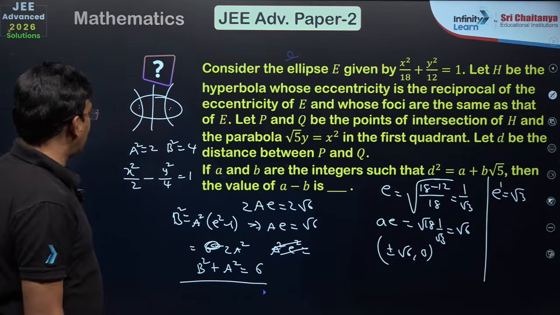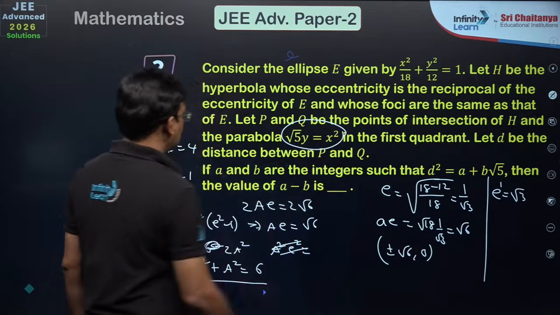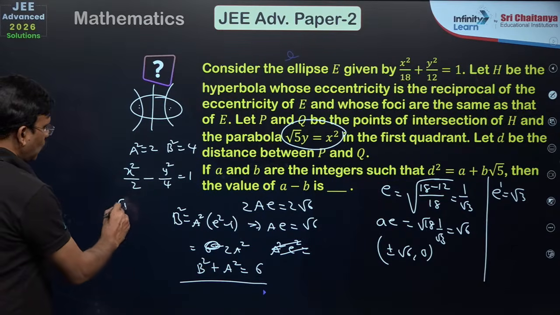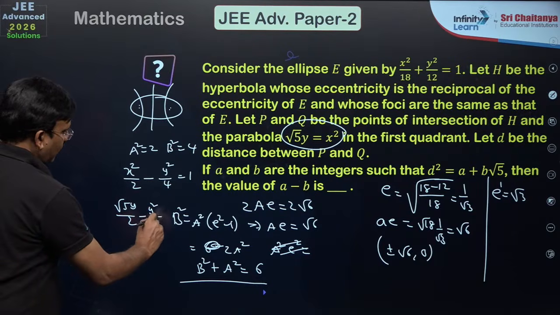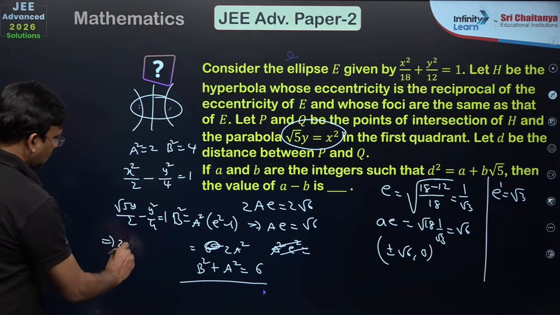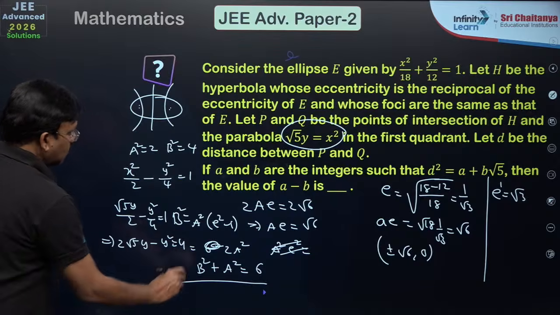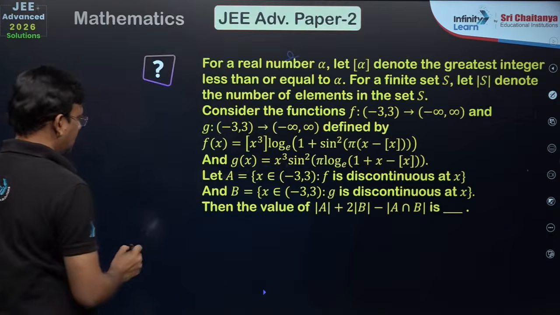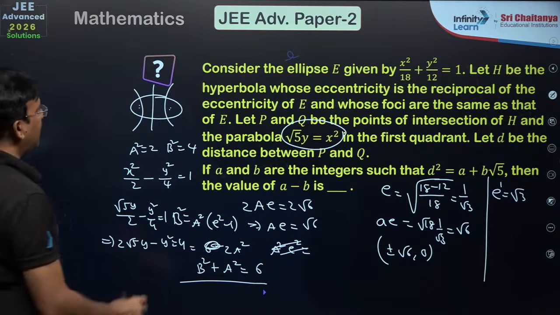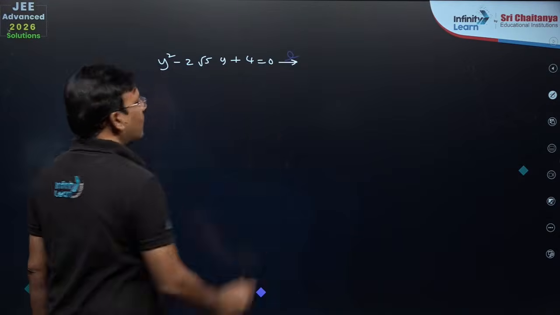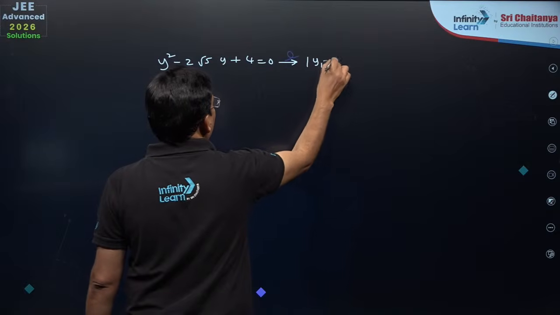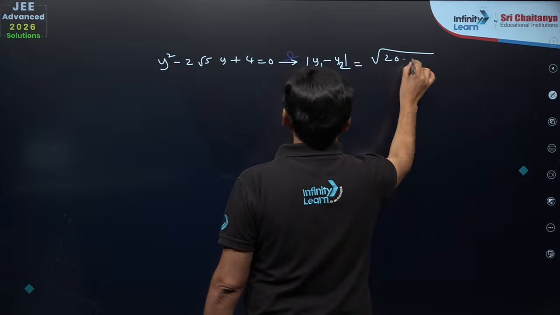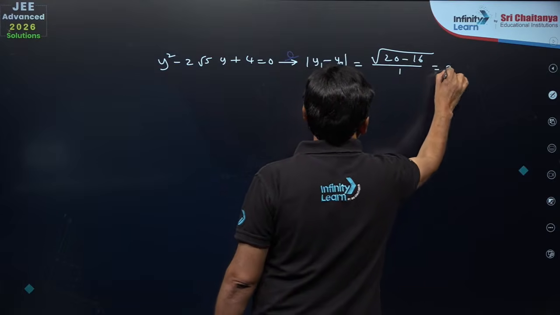Now, you just find the point of intersection of this and the parabola x square equals root 5 y. So x square can be replaced by root 5 y. Root 5 y by 2 minus y square by 4 is equal to 1, which gives a quadratic equation: 2 root 5 y minus y square is equal to 4. So y square minus 2 root 5 y plus 4 equal to 0. From this you can find y1, y2, or the difference of roots, mod y1 minus y2 is equal to root of b square minus 4ac by mod a, which is 2.